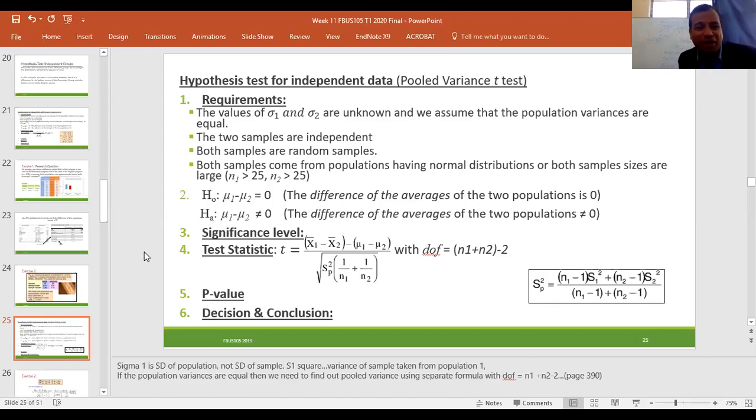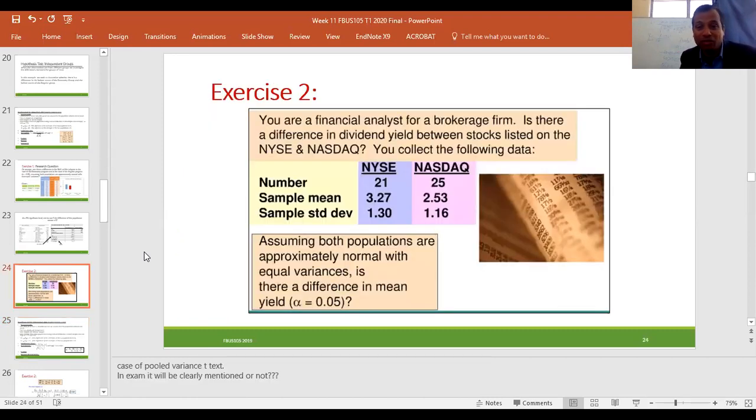Okay, thank you. You just have to follow it blindly, but understanding the application is important, like which term is used and how to respond to each and every term. In this case, degree of freedom calculation is no more tricky. It's n1 plus n2 minus 2. Can you tell me what is the degree of freedom for this case? 44. Yes, n1 plus n2, 46 minus 2, it's 44.